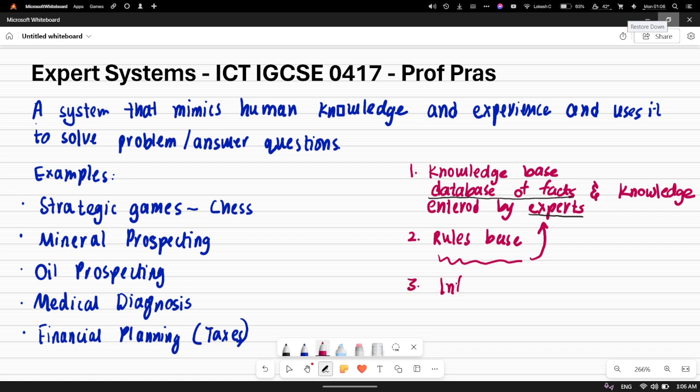Then we have the inference base. What the inference base will do is take the rules present in the rules base and apply them to whatever the knowledge base is. So basically, the inference base carries out the reasoning of the expert system.